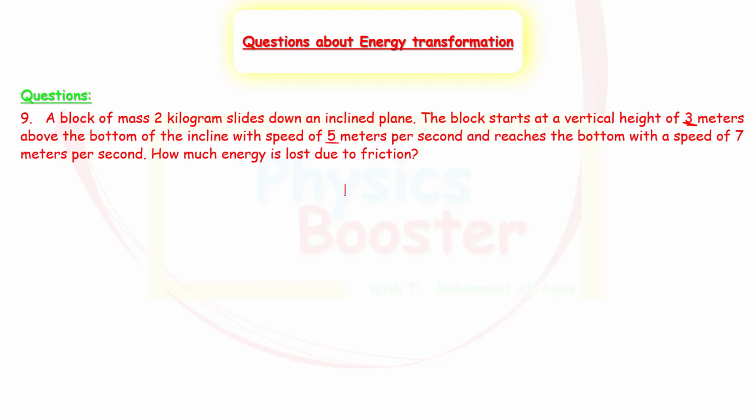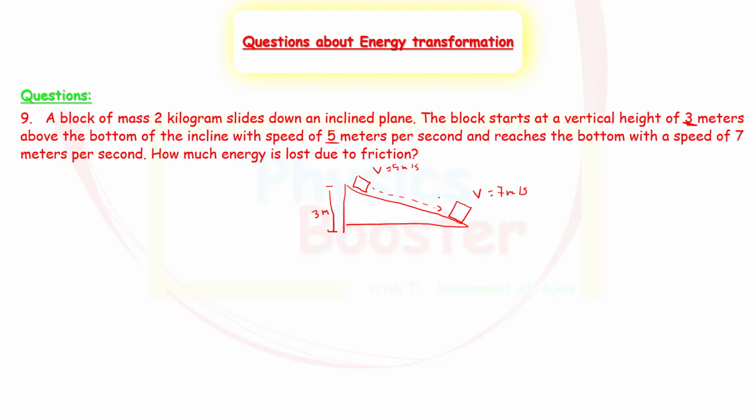Let's start by trying to sketch the question. This is our incline. This is our box. It started 3 meters above the ground, and it had a velocity equal to 5 meters per second. Now, when it reached the ground, it's saying that it had a velocity equal to 7 meters per second, and now it's reaching the ground, so it's 0 above the ground.